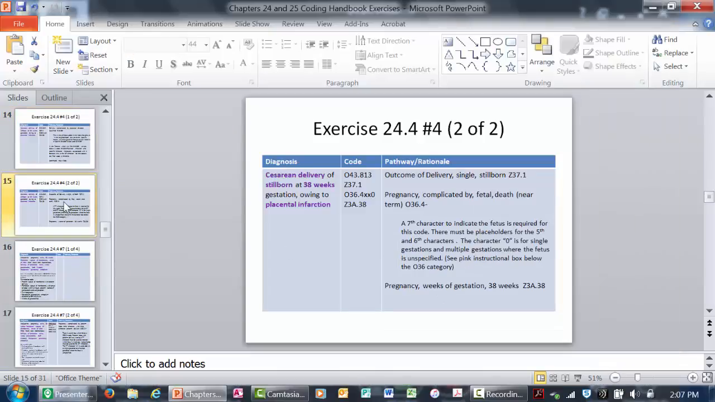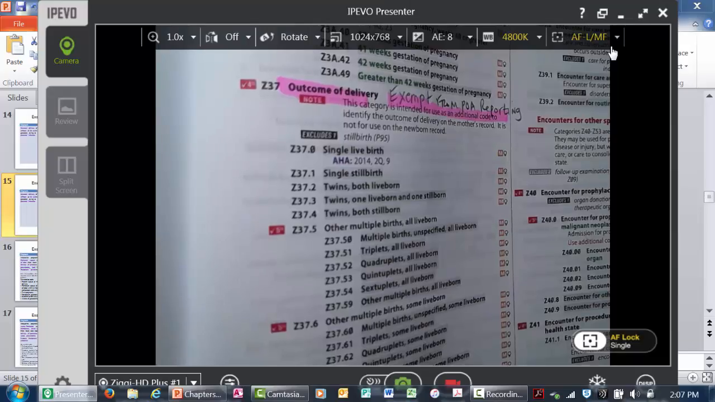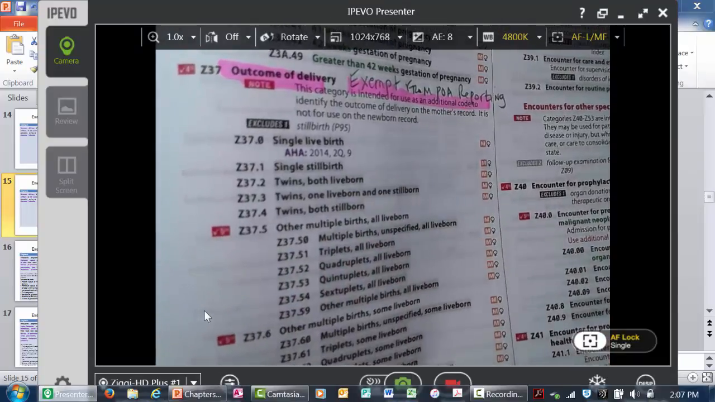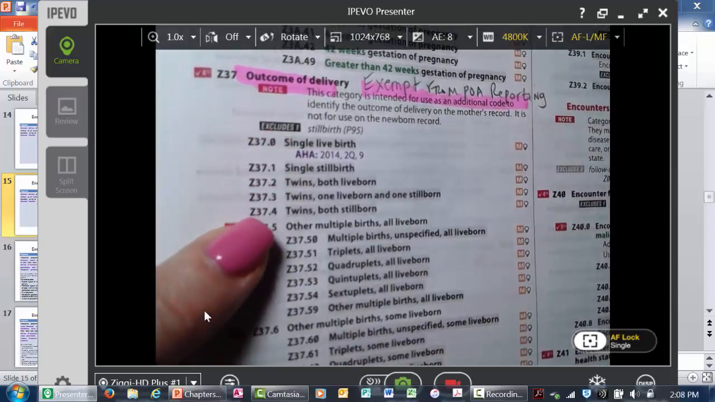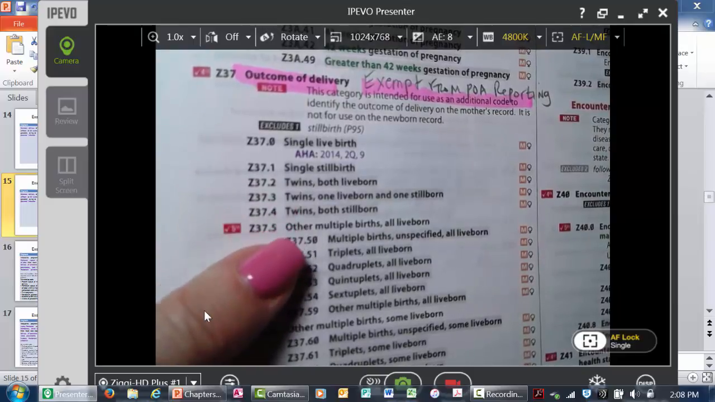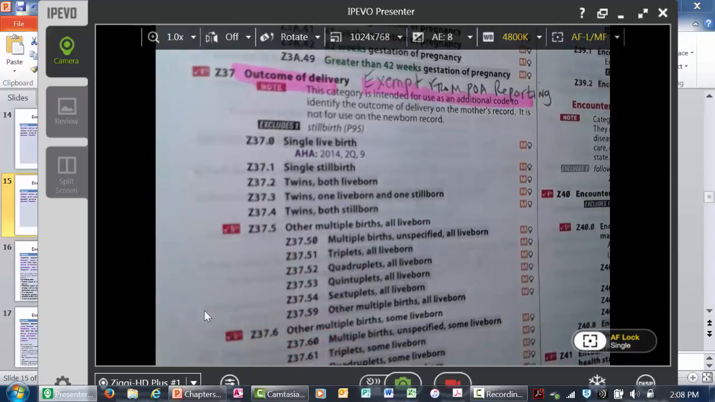Okay, let's continue. We know from our earlier slide we have to always code outcome of delivery. In this case, it's a single stillborn, so you're going to be selecting the Z37.1 code. Let's look at that. Okay, here's the Z37 code, and you see how we're given so many choices. Single live birth, single stillbirth, twins, both live-born, one live-born, one stillborn, both stillborn, and then your multiples.